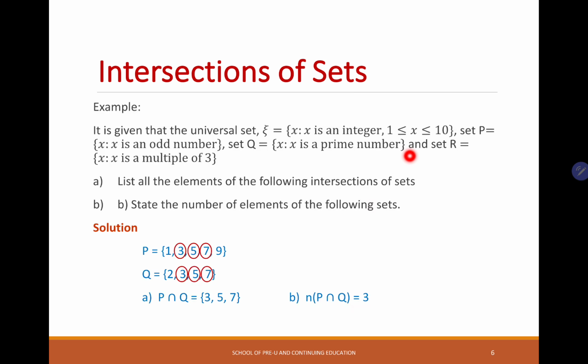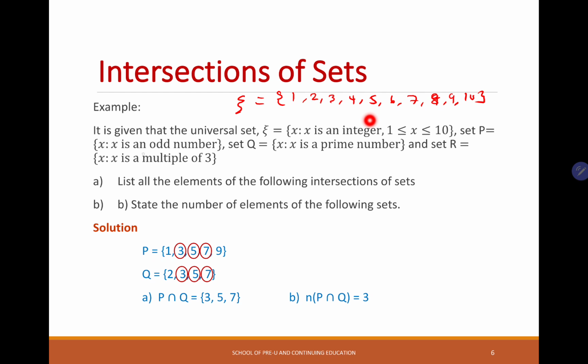Okay, now we go through an example. First, it is given that the universal set is the integers between 1 and 10. This is the universal set, starting from 1 until 10: 1, 2, 3, 4, 5, 6, 7, 8, 9, 10.